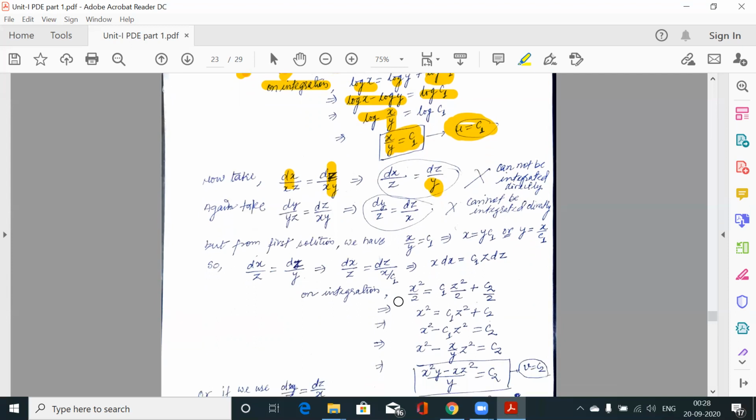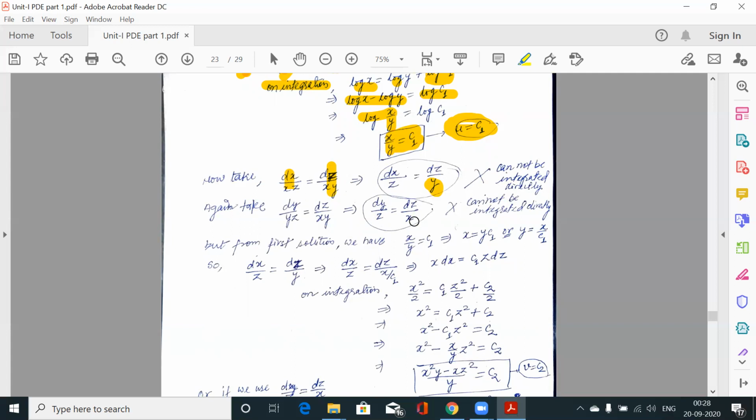So we can use this solution to get our second solution, because what was the problem with these two fractions? This y, because this y cannot be integrated with x or z. But if we change this y using this transformation, y is equal to x over c1, so this would become x value, and this x value can be integrated with this dx, so the problem will be resolved.